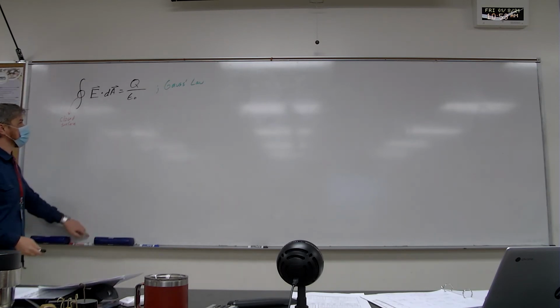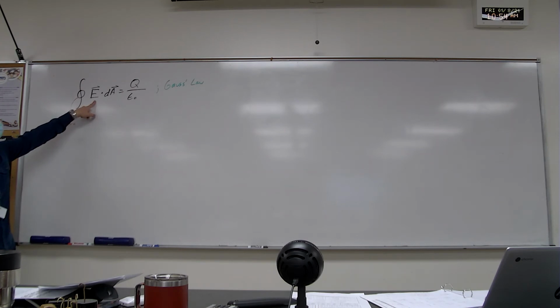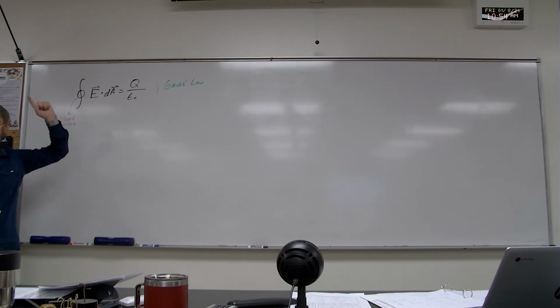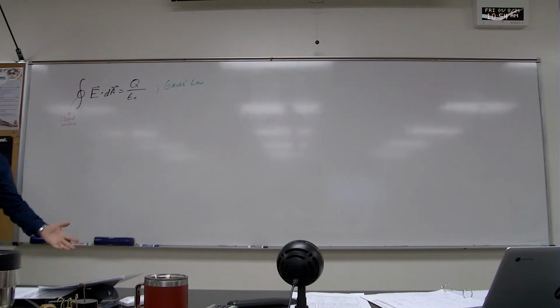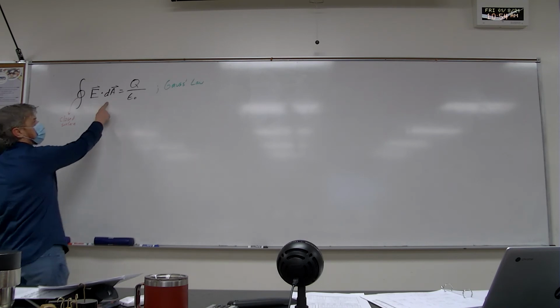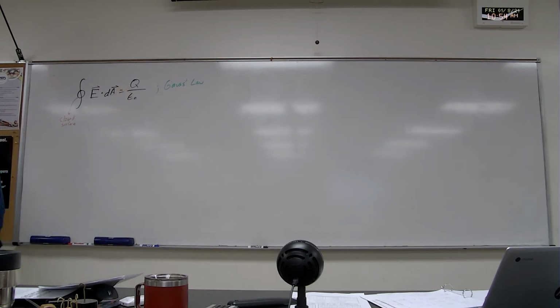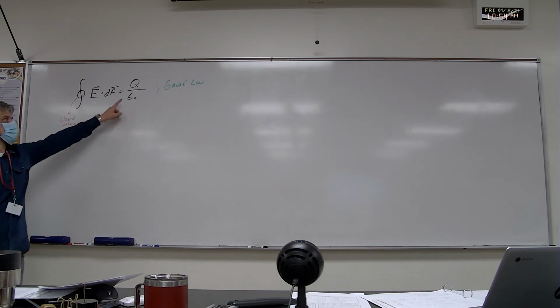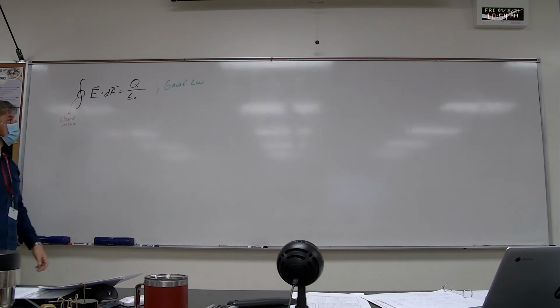So what this tells you is that the integral of the electric field dotted with these dA vectors, which essentially just means the amount of electric field passing through a closed surface, is directly proportional to the amount of charge within that surface, and inversely proportional to the permittivity of free space.